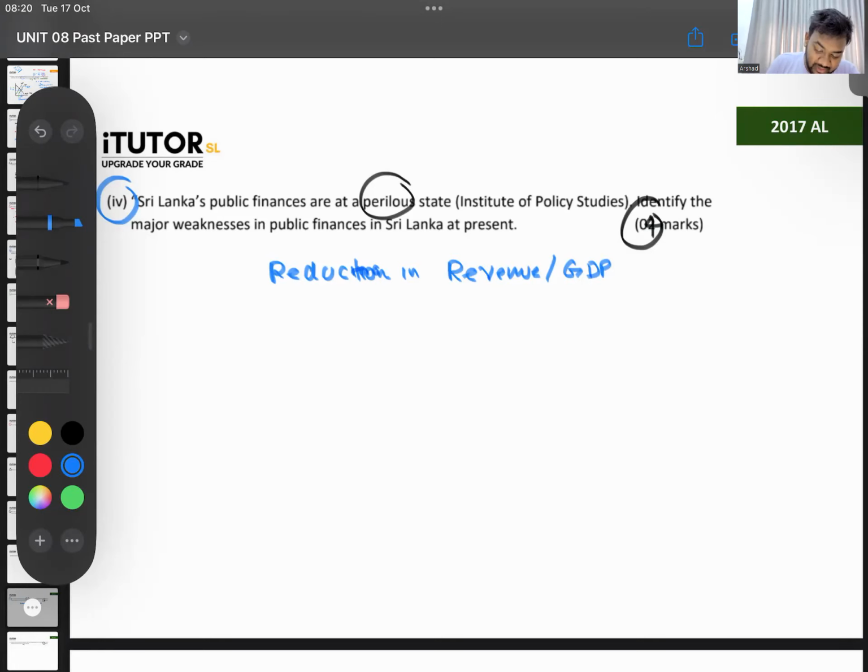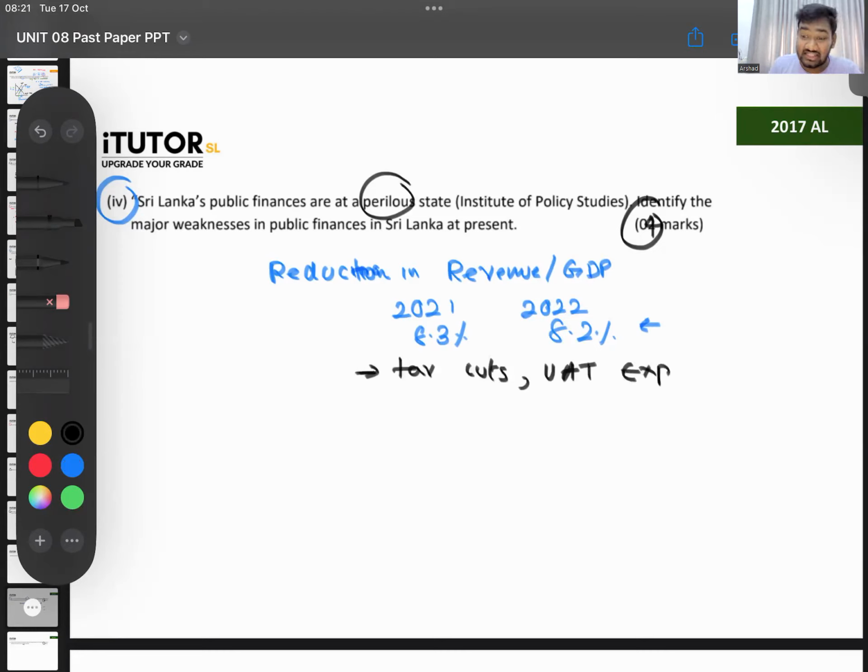So, give some numbers. In 2021, in 2022, how much were these? Okay, so 2021, 8.3%. 2022 also, the CBSL report says 8.2. The 2023 statistics says 8.3. But if you go with 8.2, no problem. And you can show that, look here, there has been a reduction in government revenue as a percentage of GDP. That's one. And then you can also give a reason for this, guys. The reason for this could be the large tax cuts, the VAT exemptions that were given, especially in 2020 and all. Can we give statistical data? Yes, you can.